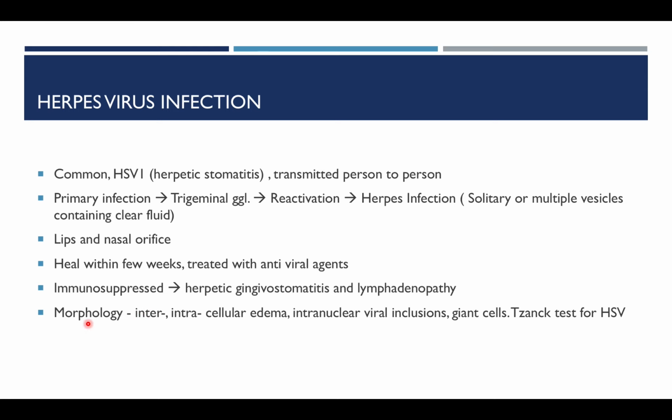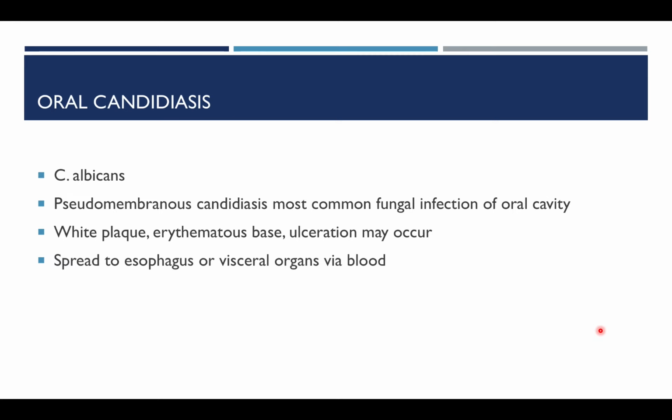So in terms of morphology of herpes virus infection, there can be edema, which can be intra and intercellular. They can have intranuclear viral inclusions as well as giant cells. And the way by which we can diagnose it through pathology is using Tzanck staining, which is a specific stain for HSV virus. So next we can talk about oral candidiasis.